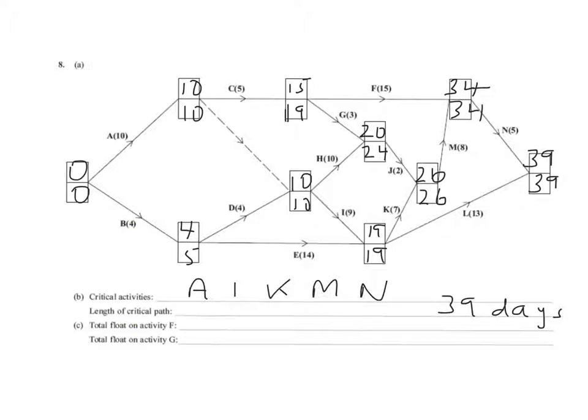Now the float on the activities is like the slack time, and for activity F, the way to do this is to take the 34 there, the 15 there, subtract those, that's 19, and then take away that 15, and that's 4. So that's 4 days. What's the float on activity G? Take the 24 there, the 15 there, 24 minus 15 is 9, take away that 3, so that's 6 days.